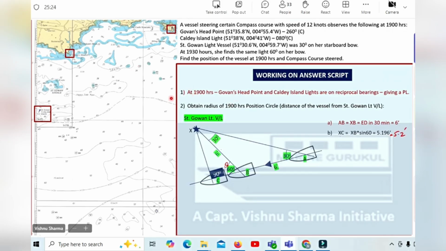Understood? Yes or no? Am I clear, guys? So we get this beam distance as 5.2 miles or 5.196 miles. Is that clear to everybody or any questions?